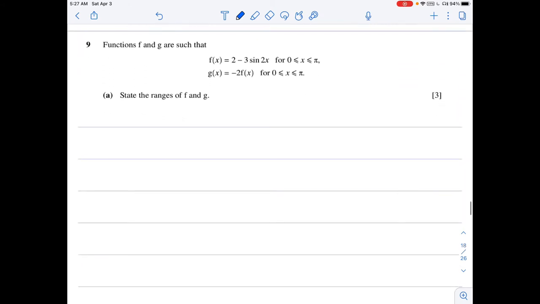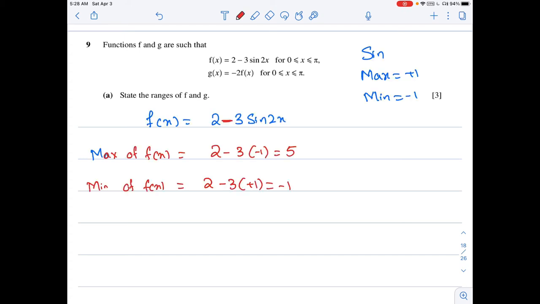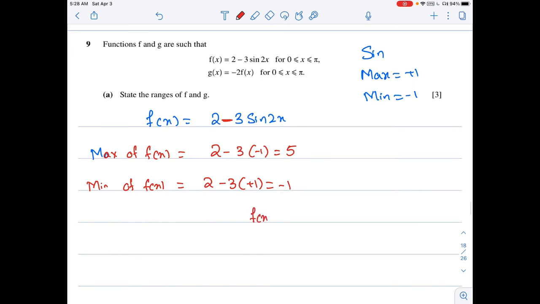Now question number 9. Find the ranges of f and g. So f is equal to negative 1. Because of this minus symbol, when you plug in the maximum value, you get the minimum value, and when you substitute the minimum value, you should get the maximum value. Now this is for f of x. So the range for f of x is nothing but what? I can write f of x lies between negative 1 and 5.